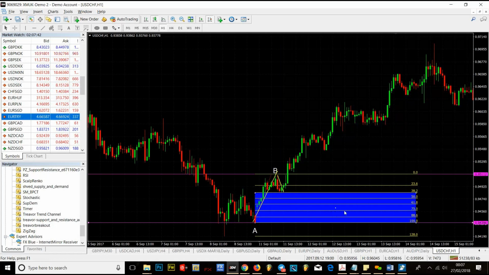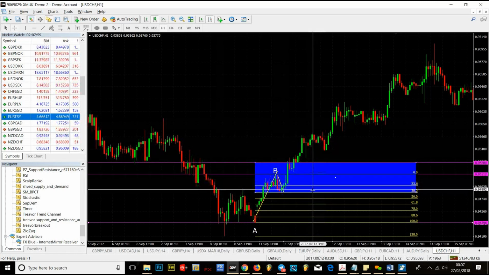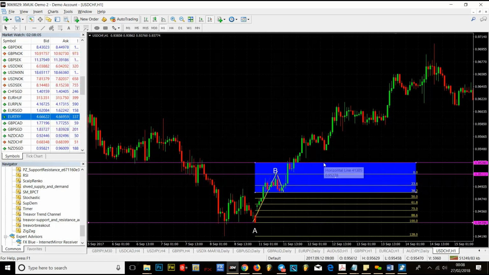So I double click that, then I drag it from that point, from my 38.2 down. This here will be my TP. So measure it from there, assuming. That would be a 43 pip move. So that would be my TP.